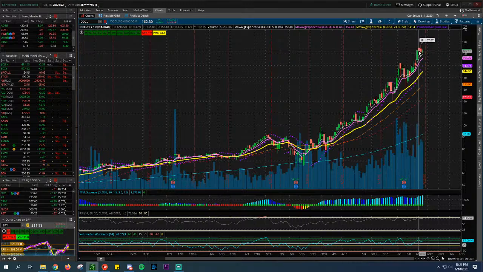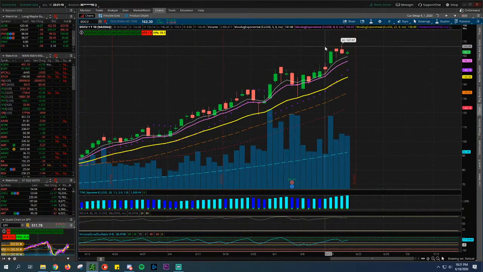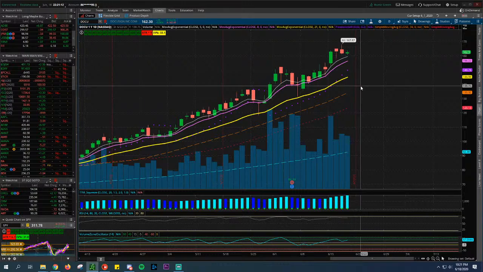I think so too, but I don't like to buy things, even though I do buy things at all-time highs. I kind of need to wait for a pullback. I don't know if I'm ever going to get it, but I have to follow my rules. It's my money, I've got to be careful with it.